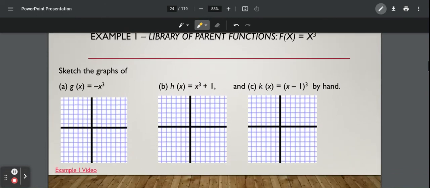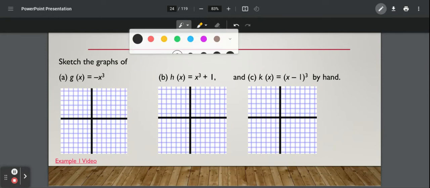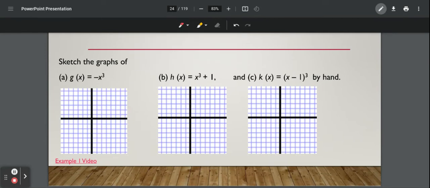So in this first example, we have to sketch the graphs of negative x cubed to start. We'll go red. So negative x cubed, remember, crosses at 0, 0. And the difference here is this negative out front. So remember your normal x cubed graph goes like this. So your negative x cubed graph would just go in that opposite direction.